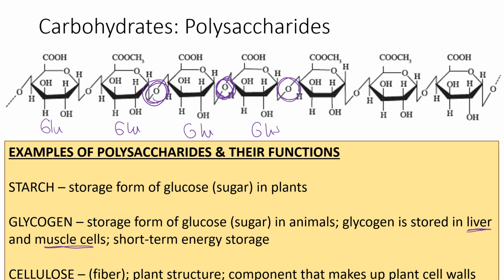Cellulose is plant structure. So this is what gives plants their upright structure, because of their cell walls. Plants have cell walls. You do not. Plants do. And it's a rigid structure. And what is that cell wall made of? It's made of cellulose, also known as fiber.